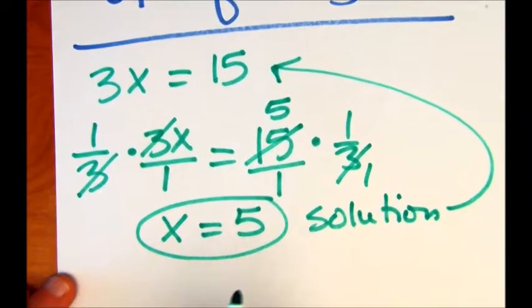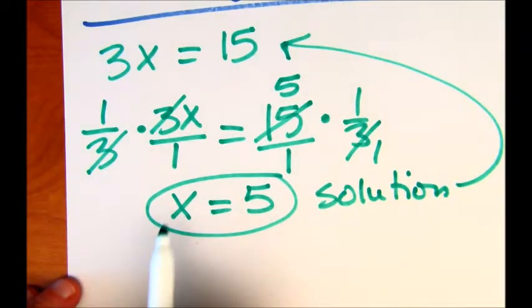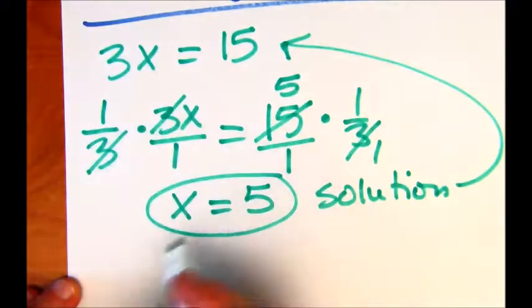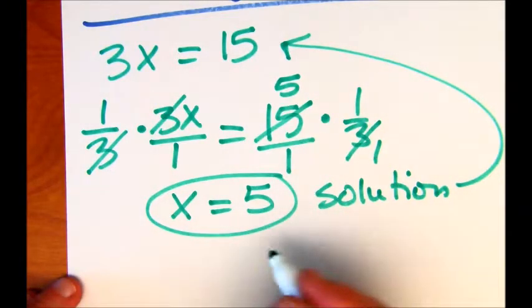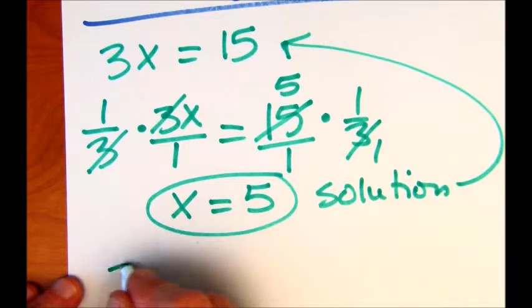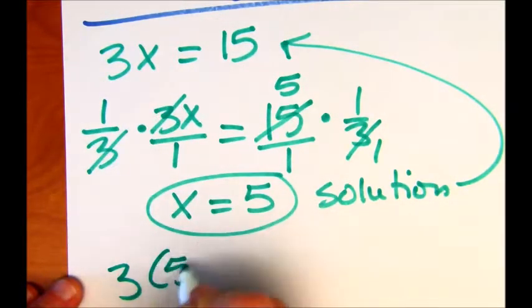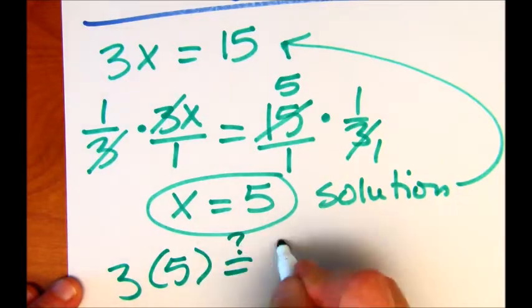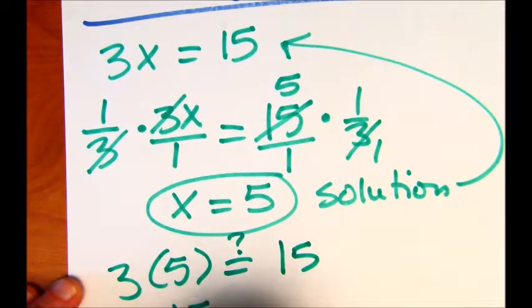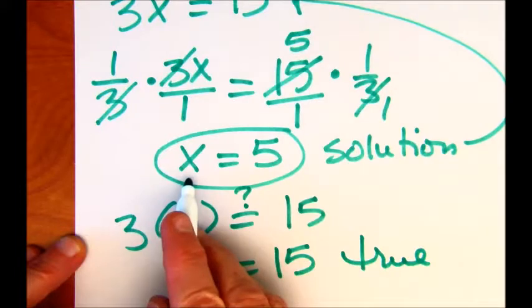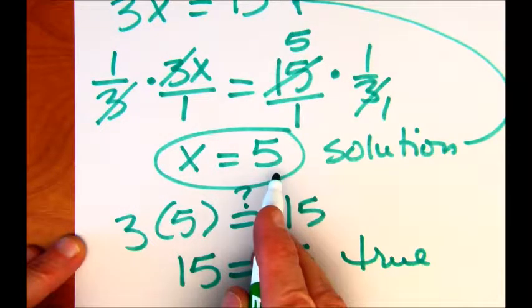Now what we always want to do, in addition to solving for the variable, is to plug in that value for x and check to make sure you come up with something true. So for instance, 3 times x, or 3 times 5, does that in fact give you 15? In this case it does. 15 will equal 15, and since that is true, x equals 5 is the solution.